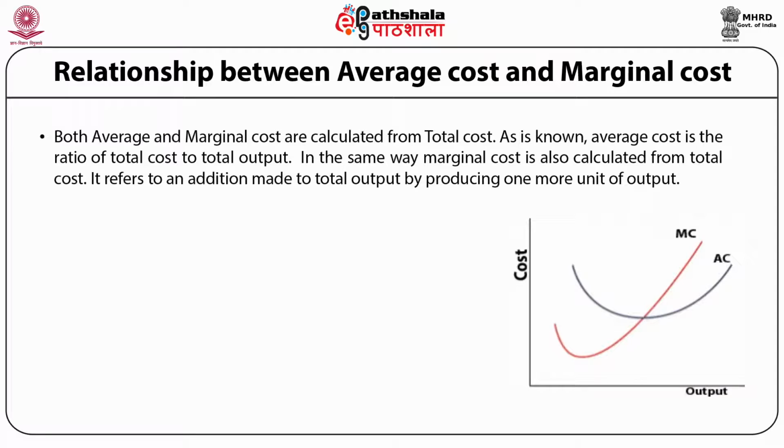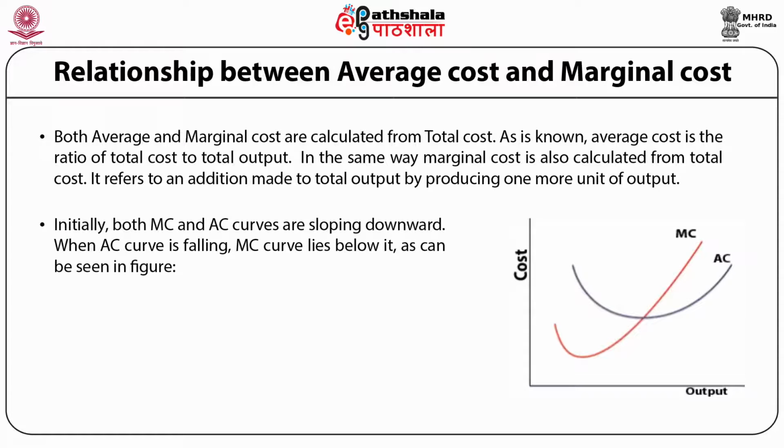Relationship between average cost and marginal cost. Both average and marginal cost are calculated from total cost. As it is known, average cost is the ratio of total cost to total output. In the same way, marginal cost is also calculated from the total cost. It refers to an addition made to total cost by producing 1 more unit of output.